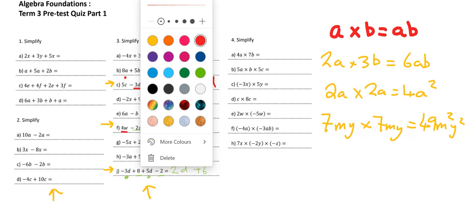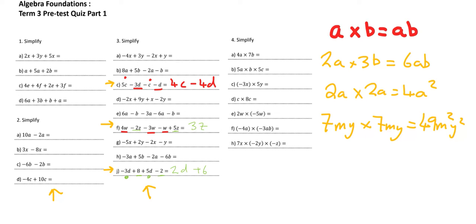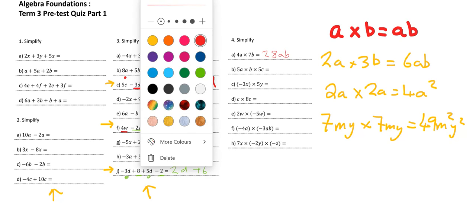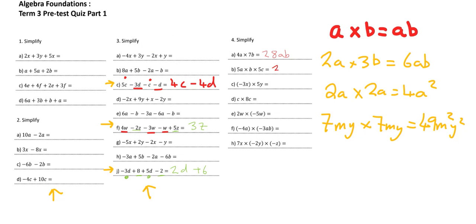So pause the video and have a go at doing them yourself, then we'll go over the answers. Okay, so hopefully you've done that now. 4 7s are 28ab. 5 5s are 25abc. We've got negative 15xy. Here we've got 8c squared. Here we've got negative 10w squared. Here we've got positive 3 4s are 12a squared b.